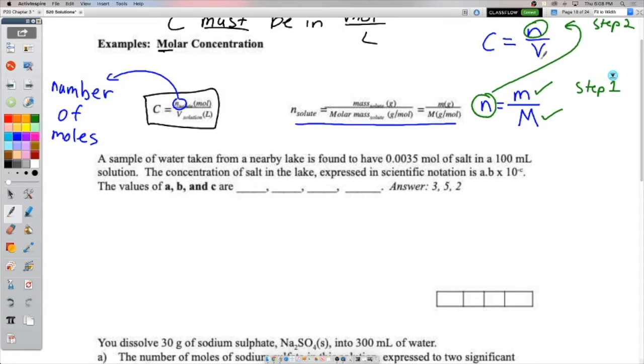They might give you C and V, so you can get n, and then go over here and get little m, but usually not. Usually it's this way.